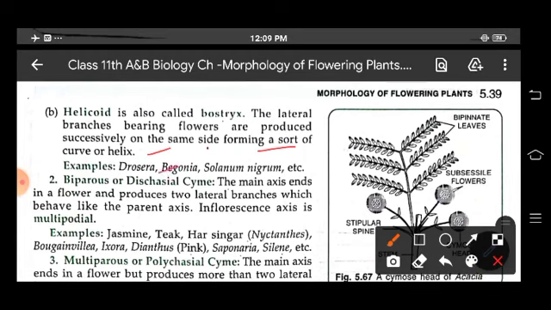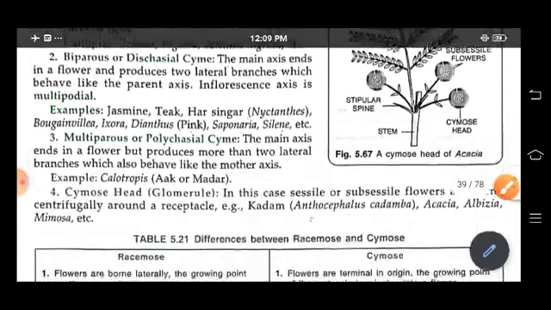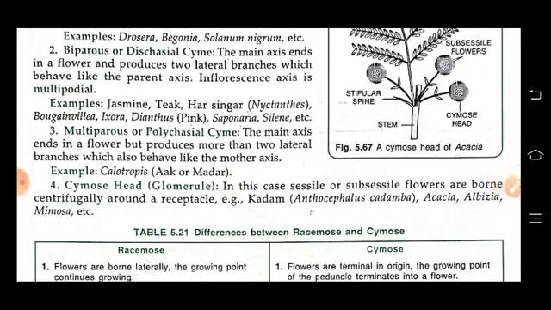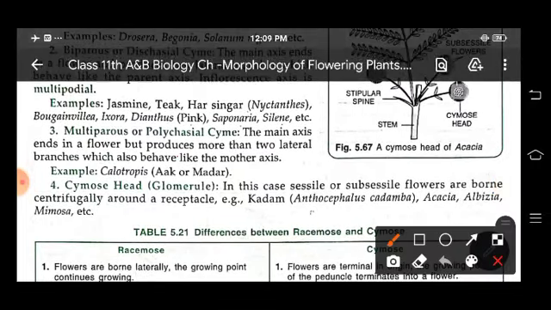Biparous or dichasial cyme. Now the main axis ends in a flower and produces two lateral branches which behave like the parent axis, and the inflorescence axis is sympodial, like in jasmine, teak, harsingar, etc. Multiparous or polychasial cyme: the main axis ends in a flower but produces more than two lateral branches which also behave like the mother axis. Cymose head or glomerulus. So in this case, sessile or subsessile flowers are borne centrifugally around a receptacle.